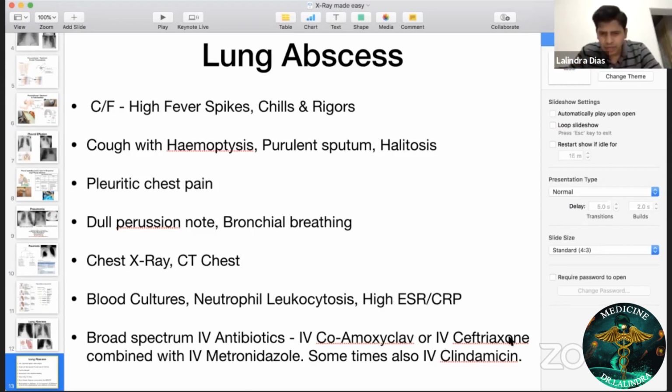So broad spectrum IV antibiotics, I have given you a combination of antibiotics. If you have an abscess, we go for a combination of either IV co-amoxiclav or IV ceftriaxone, but you must always combine an anaerobic cover. Why? Abscesses are mainly formed by anaerobes plus gram-negative organisms. So we always add IV metronidazole to cover the anaerobic organisms.